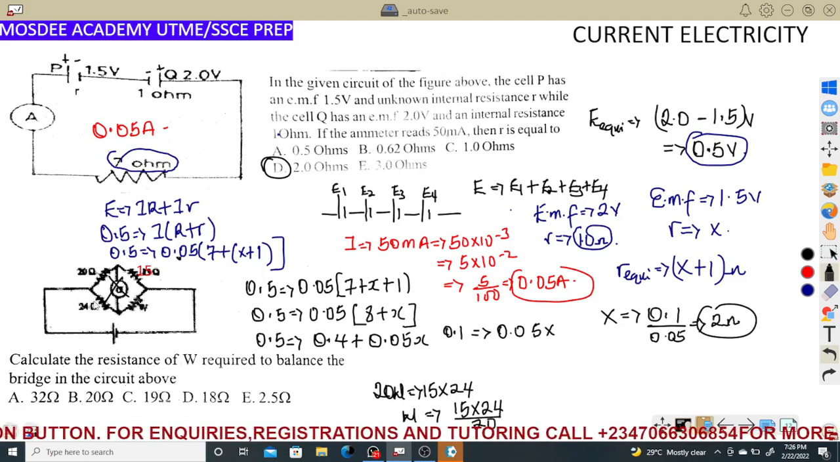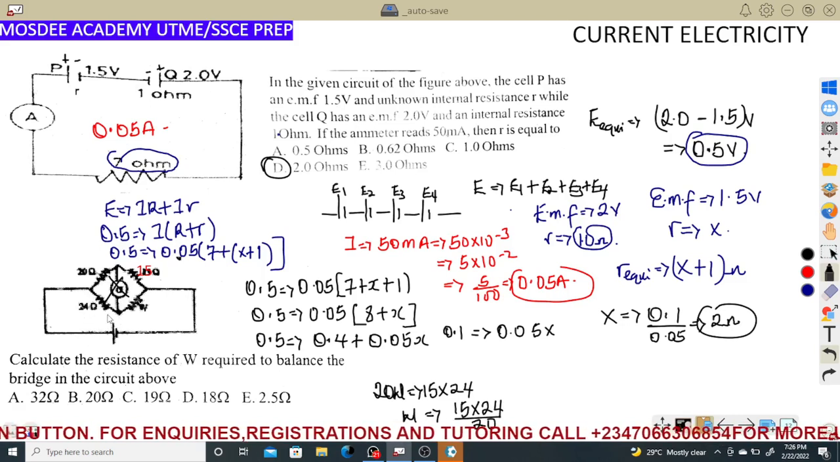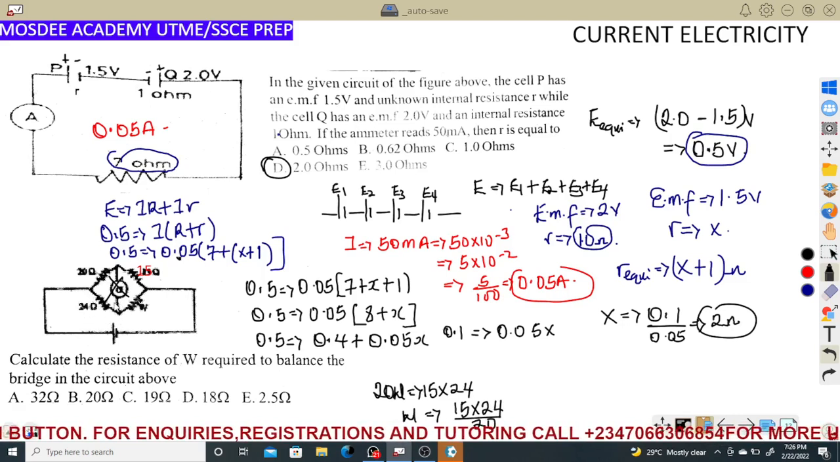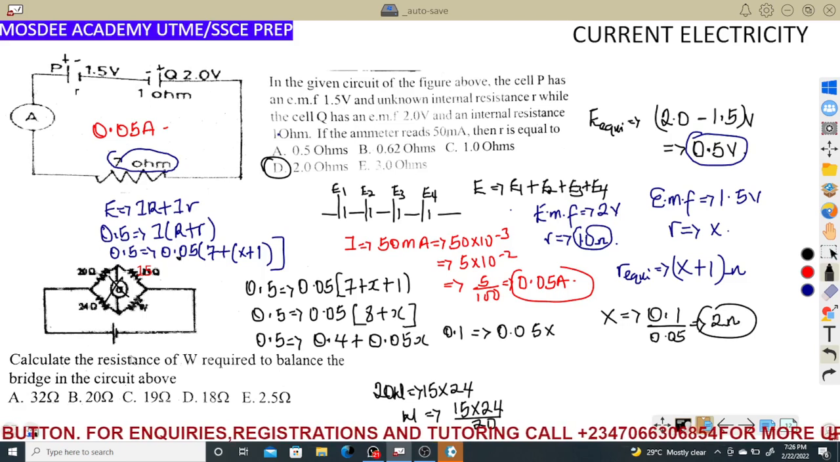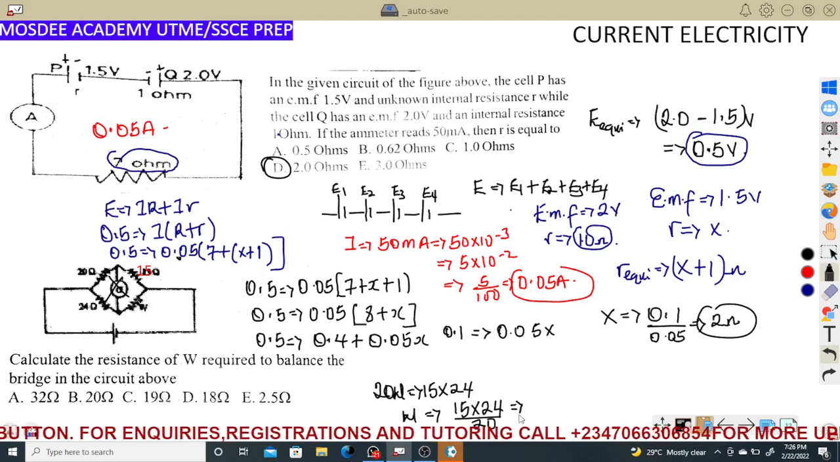Unbalanced Wheatstone bridges are different. We use the KVL equation and the KCL equation to break them. But for IJMB level, for WAEC level, your questions are balanced Wheatstone bridges, and it's so simple for you to solve. You can break it in pieces.